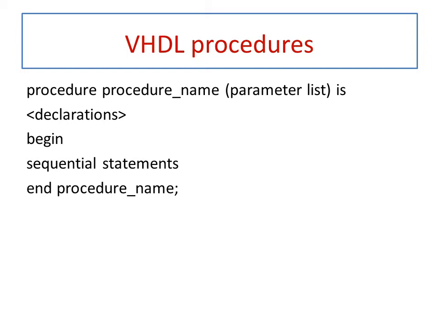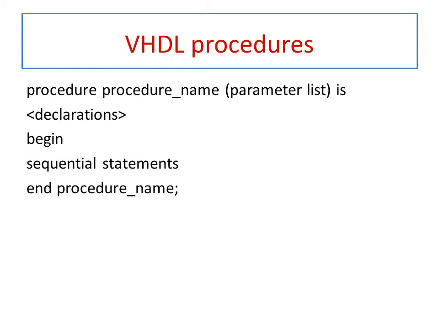We have to define the procedure, so we write the keyword procedure. Procedure name we will define, its formal parameter list, then we will declare the variable terms that are a part of our program, and after that we will begin and add the sequential statements, and finally we will end the procedure name.